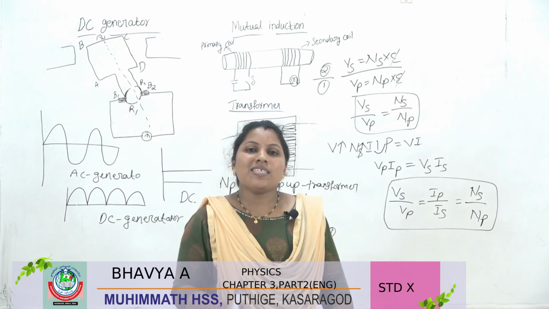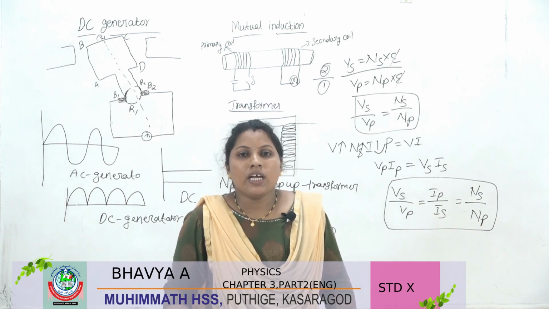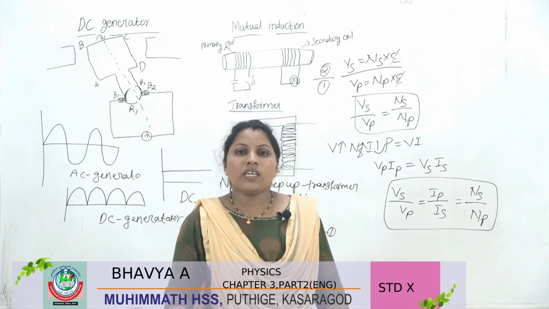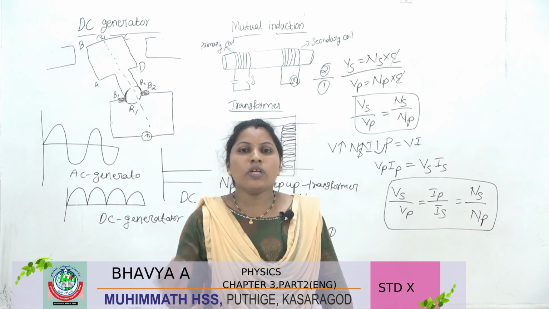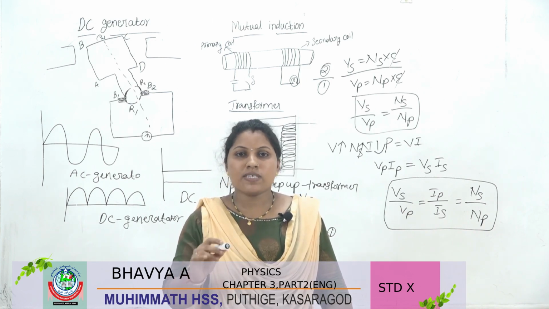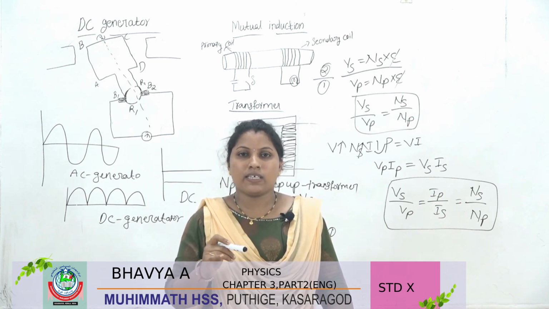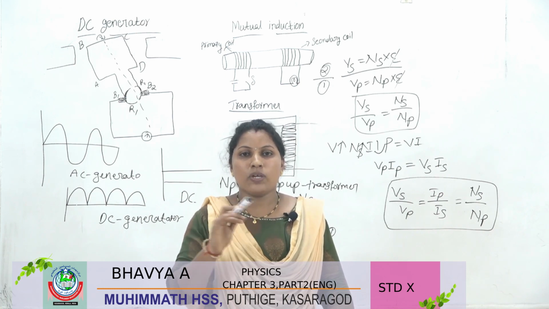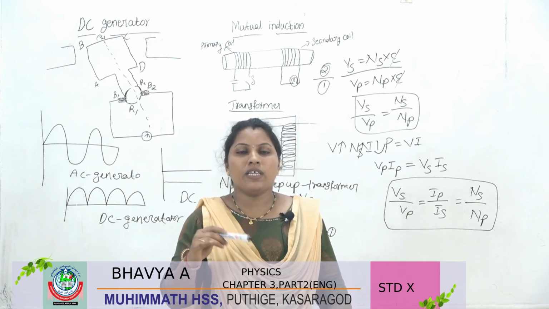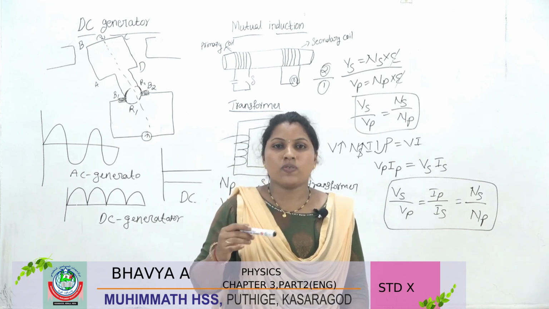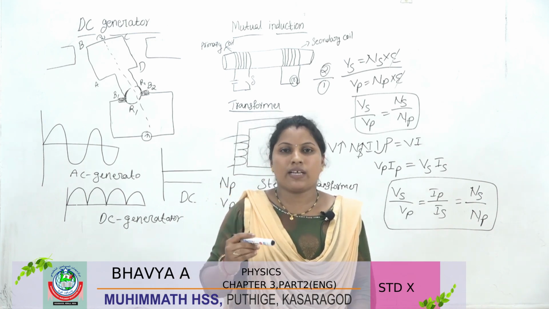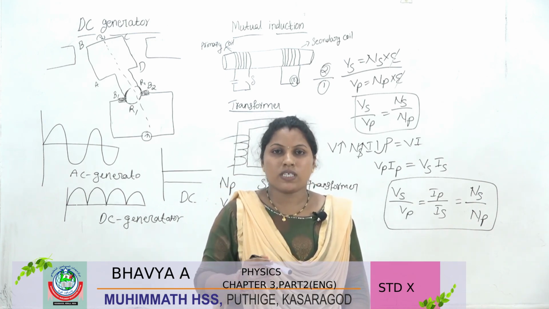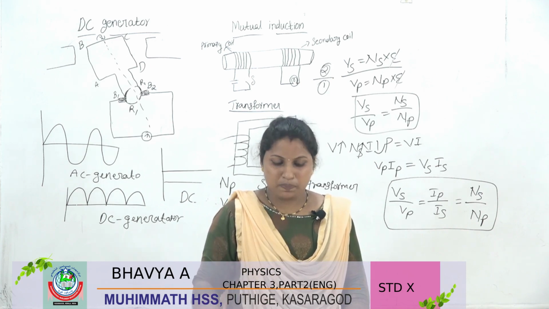In a DC circuit we do not connect inductors. Why? Because in DC the current passes in only one direction. If current passes, it produces a magnetic field, no? So if we connect an inductor in a DC circuit, the current passes in only one direction, so there is no change in the magnetic field and no variation takes place. So we are not using inductors in a DC circuit.